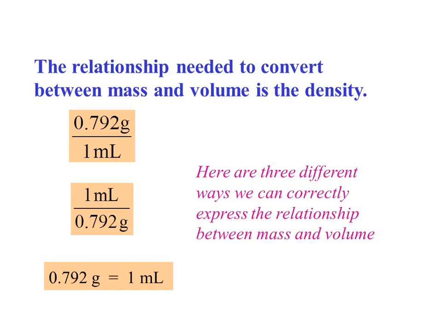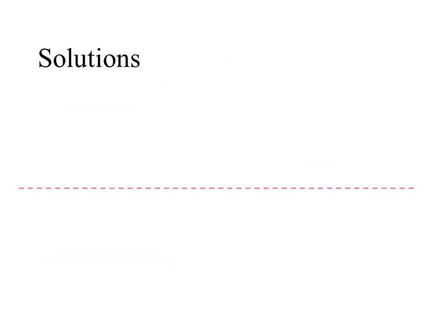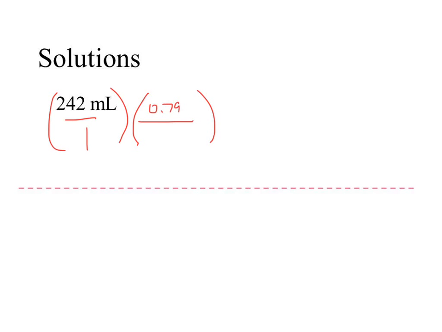Thank you. So this is the density of methanol. We're going to use it as a tool. Okay. So the first term is going to be that 242 milliliters over 1. And what does our next term look like? The density of methanol. We want milliliters to cancel. We'll be left with grams. 0.792 grams over 1 milliliter. Perfect. And we're done.